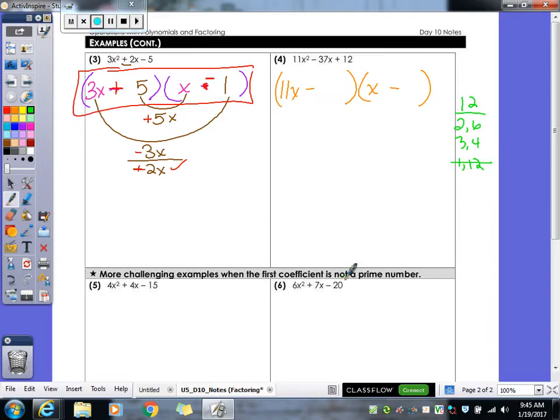I got one who's choosing 2 and 6. I got one who's choosing 3 and 4. I'm going to go with 3 and 4 because you guys are saying 3 and 4. Okay. We'll try 3 and 4. All right, so we'll put them in there, and then we'll do our check. So negative 3 times x gives us negative 3x. 11x times negative 4 gives me a negative 44x.